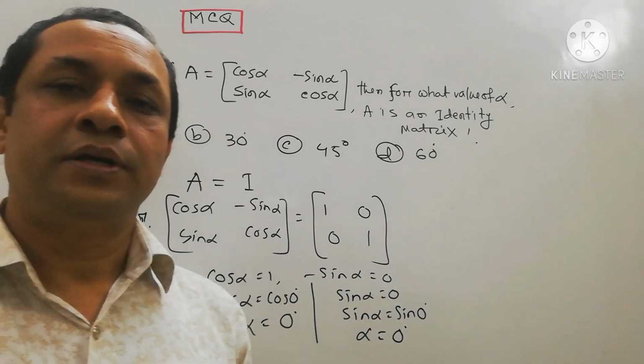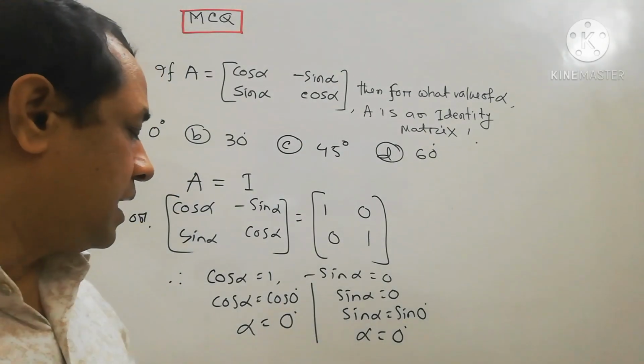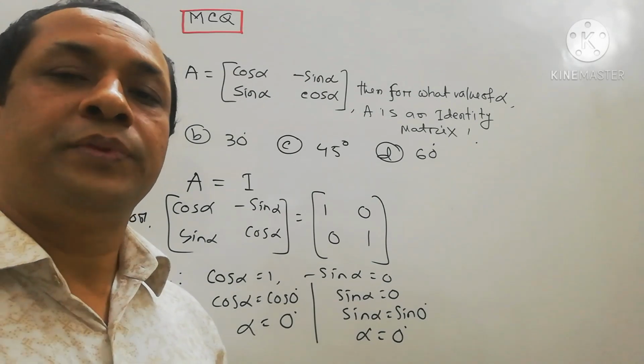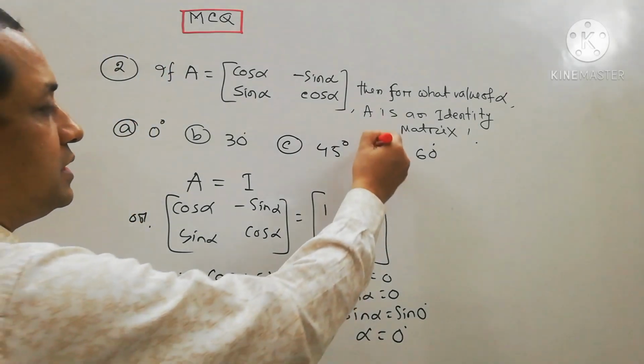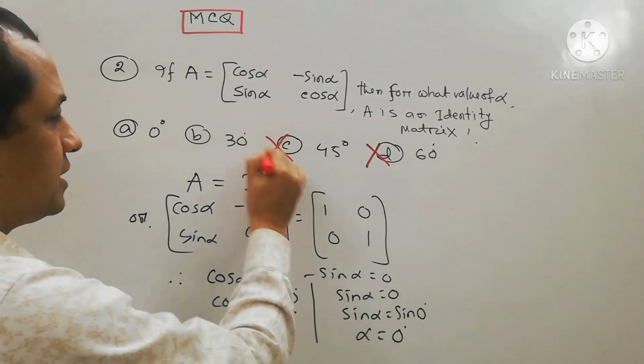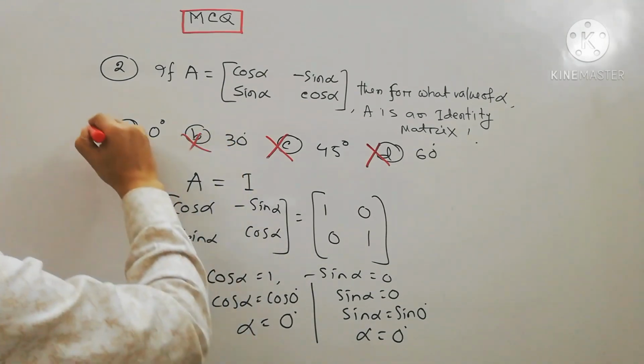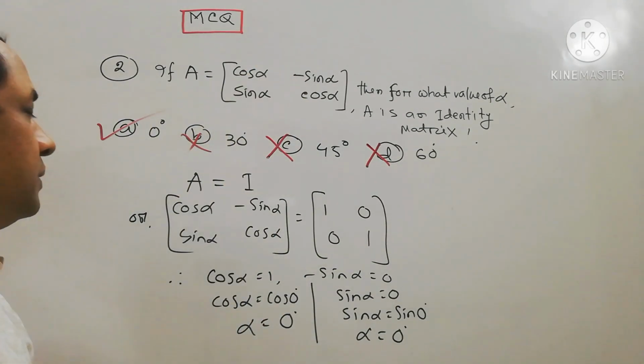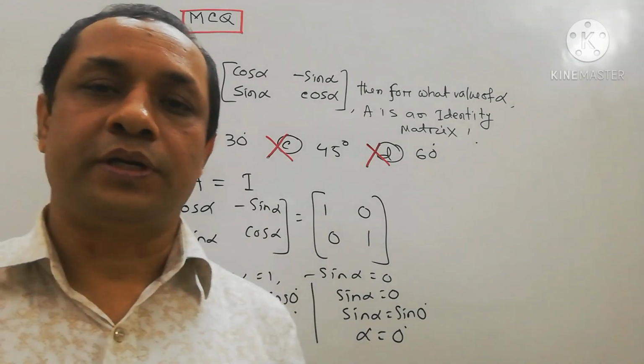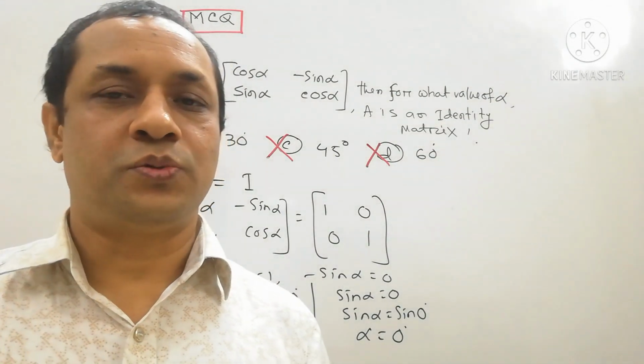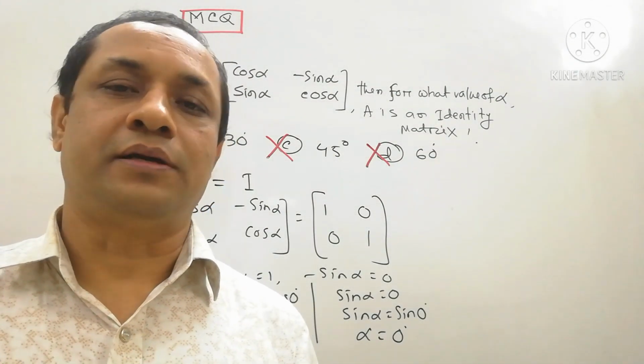So, students, I hope you are clear. The value of alpha equals 0 degree. Here option D is cancelled, option C is cancelled, B is cancelled. So option A is right. The result will be 0 degree. I hope you are clear.